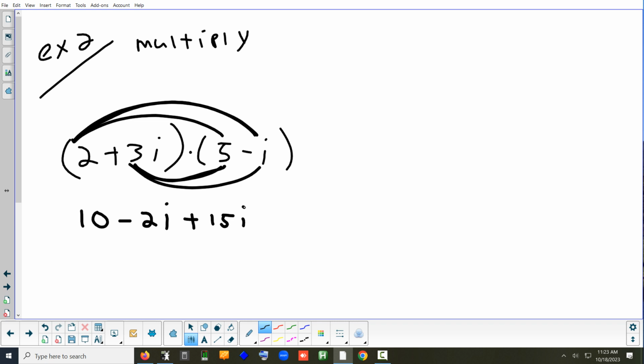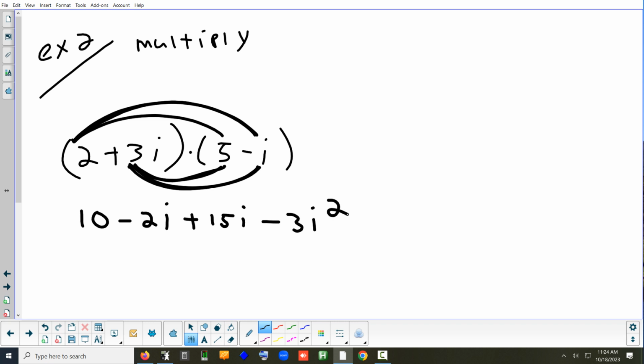Now let's take the last part in a couple steps. It's a positive times a negative. So what's a positive times a negative? Negative. Okay, so it's going to be a negative. And it's 3i times i. Negative 3i to the second. So would that just be 30?